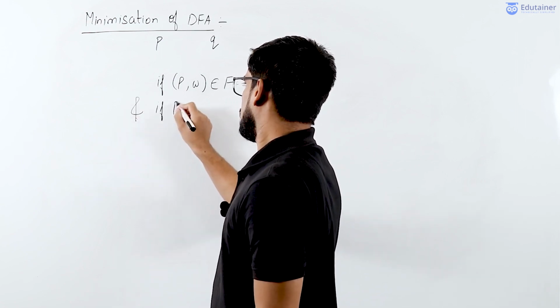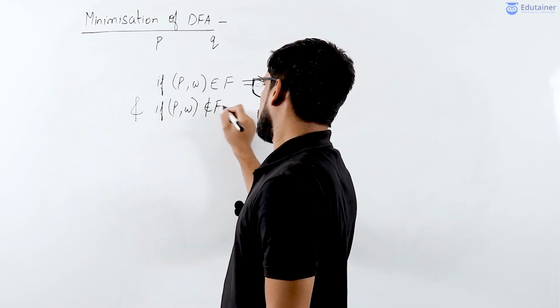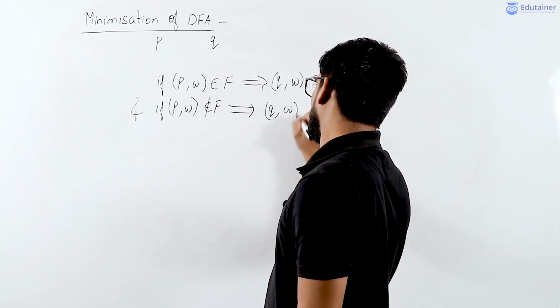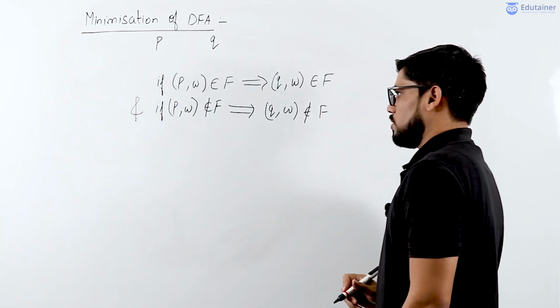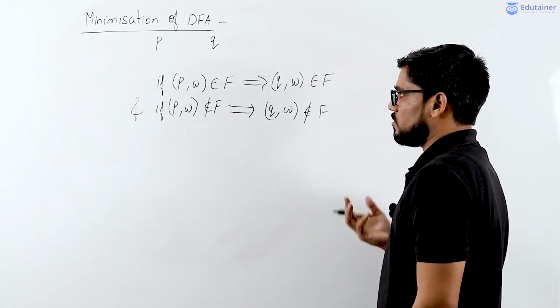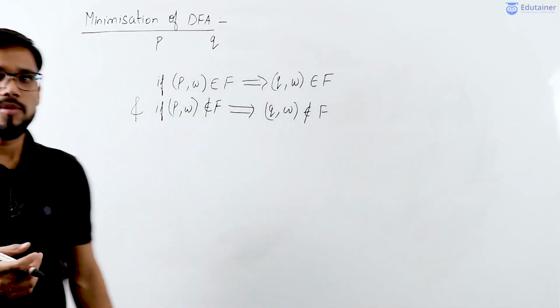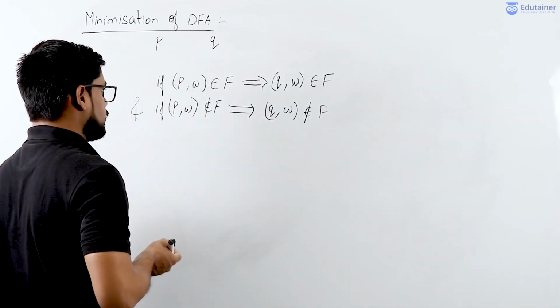If P on W does not belong to F, then it implies that Q on W also does not belong to capital F. I think at first go you will not understand what this formal definition says, but it will be more meaningful if you see the examples.